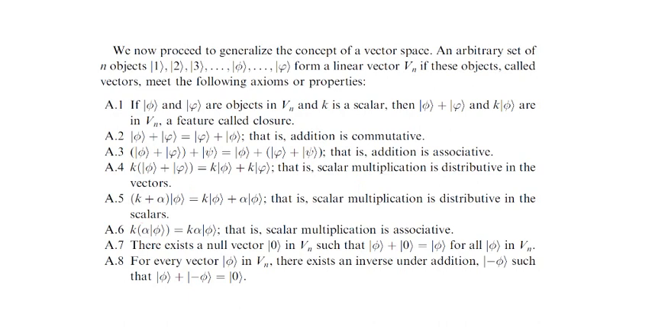Scalar multiplication is associative. Here also you have a null vector such that when you add the null vector to some other vector, you get the same vector, and this is true for all phi's in Vn. Similarly, for every vector phi, there exists an additive inverse minus phi such that when you add them up you obtain the null vector. So any set of objects are said to form a linear vector space if they comply with all these axioms.